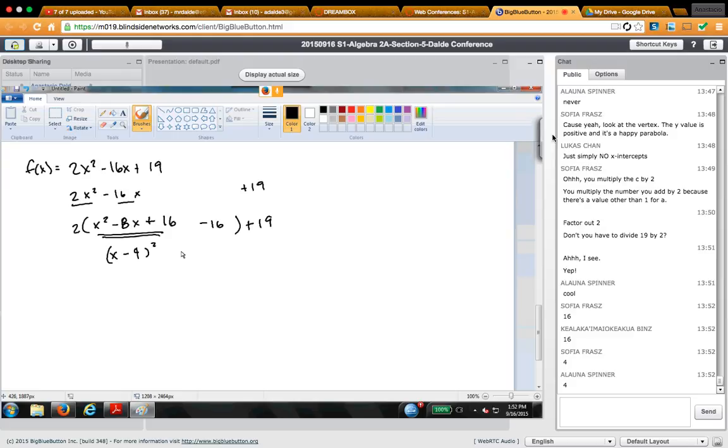Minus 16. And what I'm going to do is change these parentheses into brackets. It doesn't mean anything different. I just don't want to get my parentheses and my brackets confused. Bracket 2 plus 19. You got it? So this becomes 2x minus 4 squared minus 32 plus 19.